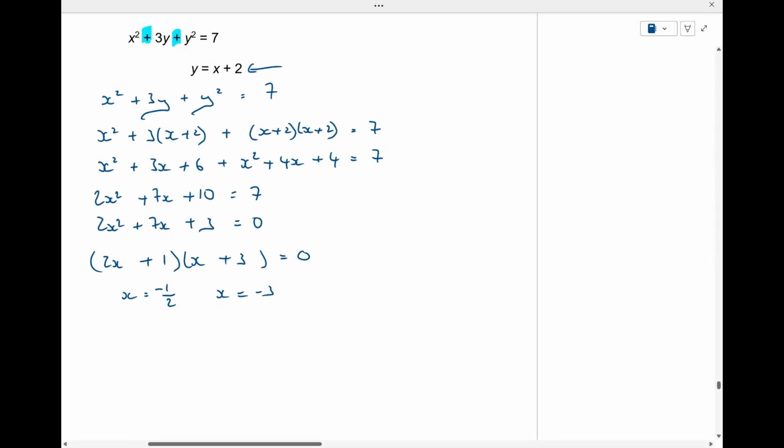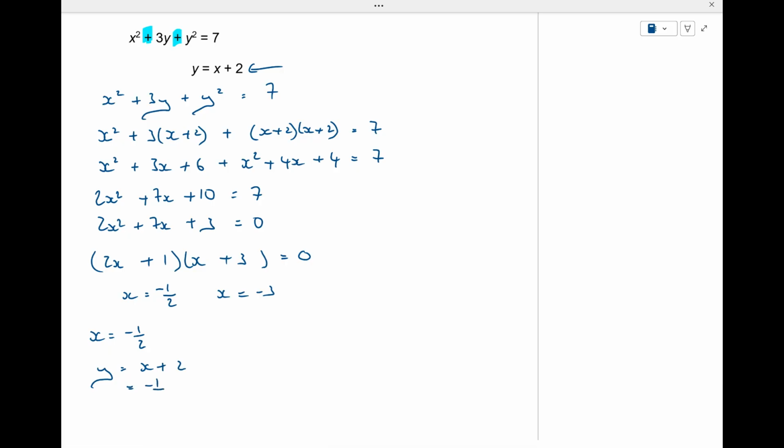So I've got two possible values for x. If x is minus a half, I'm going to get a value for y. Remember, y equals x plus 2, which would be minus a half plus 2, which is 3 over 2. Or if x equals minus 3, then y is x plus 2. I'm getting that equation from up here, look. And y would be minus 3 plus 2, which would be minus 1.